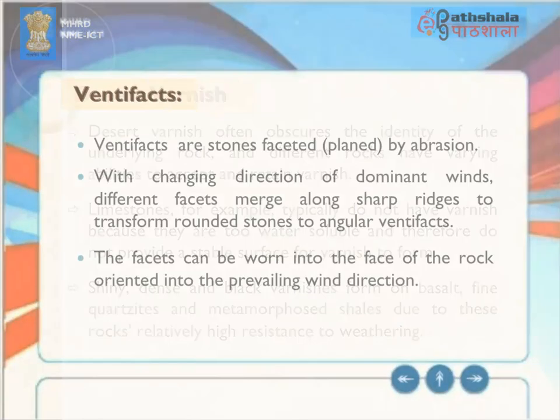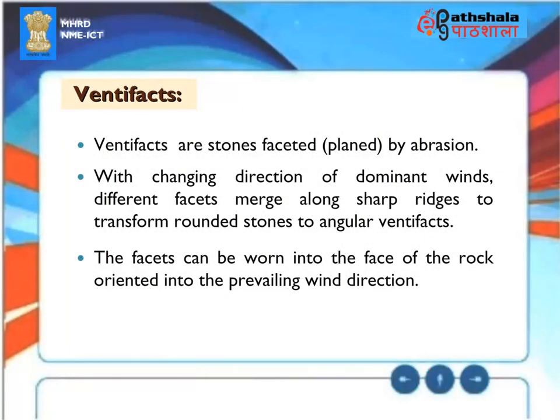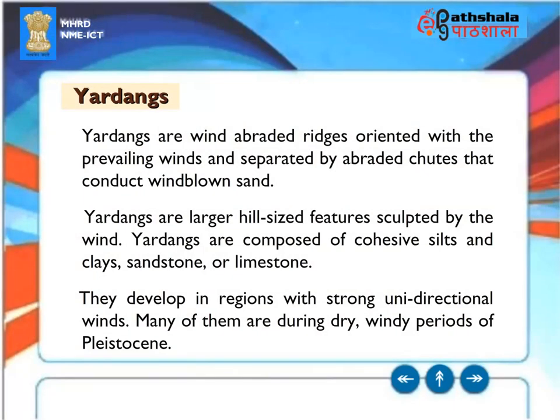Ventifacts. Ventifacts are stones faceted or planed by abrasion. With changing direction of dominant winds, different facets merge along sharp ridges to transform rounded stones to angular ventifacts. The facets can be worn into the face of the rock, oriented into the prevailing wind direction. Yardangs. Yardangs are wind abraded ridges oriented with the prevailing winds and separated by abraded chutes that conduct wind-blown sand. Yardangs are larger hill-sized features sculpted by the wind.